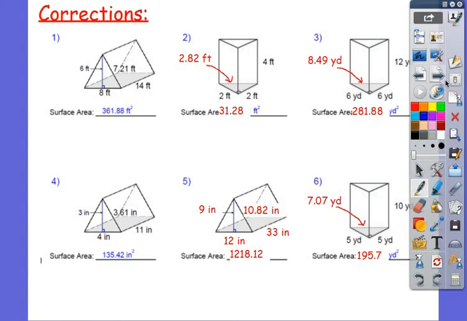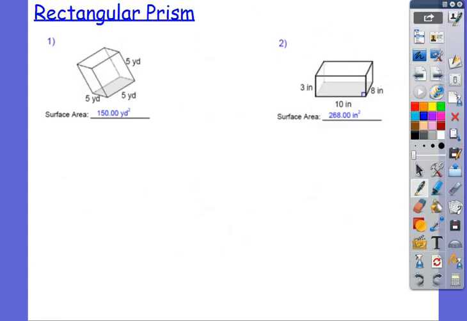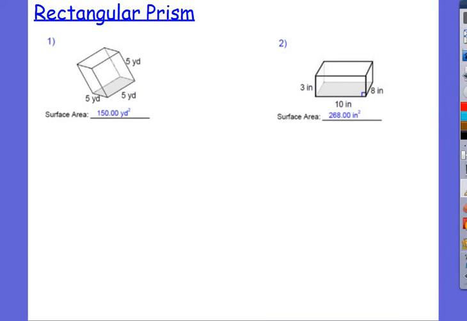Alright, so now we're going to practice. So make sure you're on rectangular prism for both packets, because we know the stapling ability is not up to par. Stapling forward.